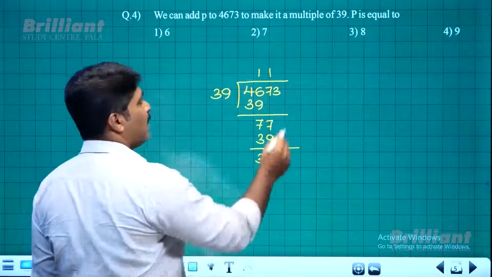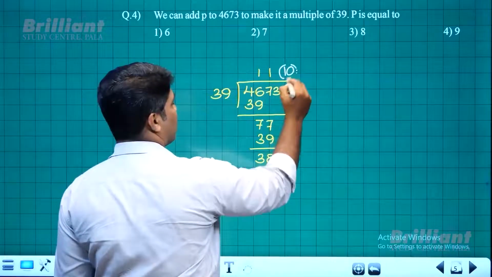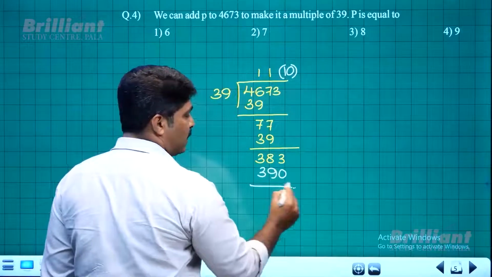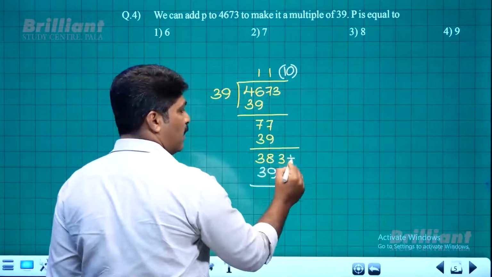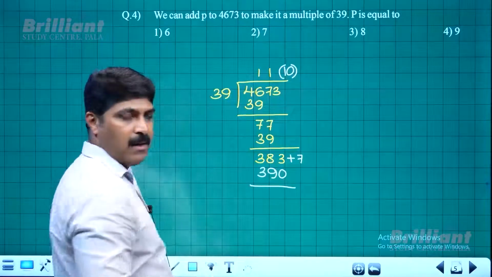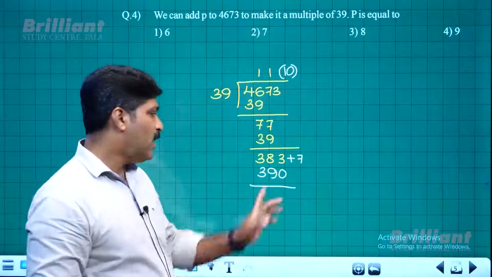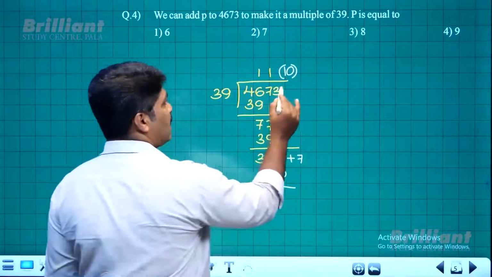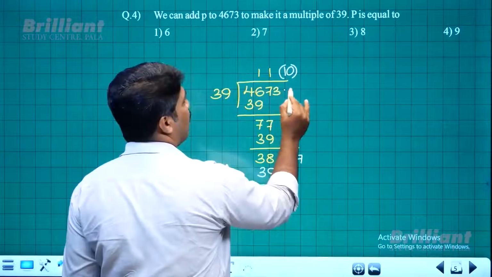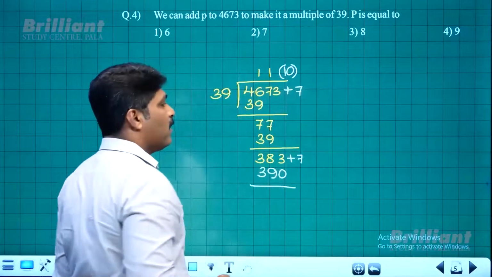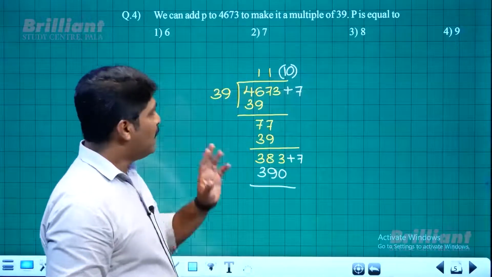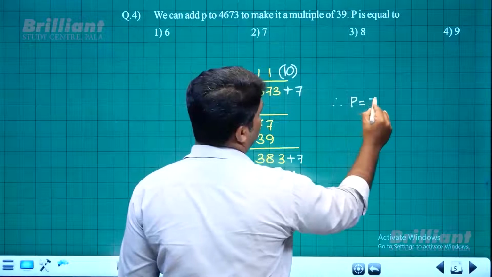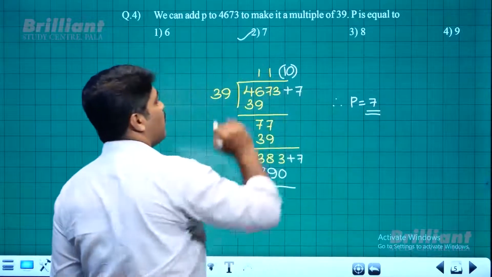Here we know that if you are taking 10 times of 39, I am taking it in a tricky way. If it is 10 times of 39, what will it become? This is 390. So consider this 383: if you are adding 7 to this number, then that will definitely be equal to 390 at this final step. So that's the trick here. That means we have to add 7 to this number to make it a multiple of 39. Therefore, what is the value of p? Therefore, p is equal to 7. So that's a tricky approach to find out.